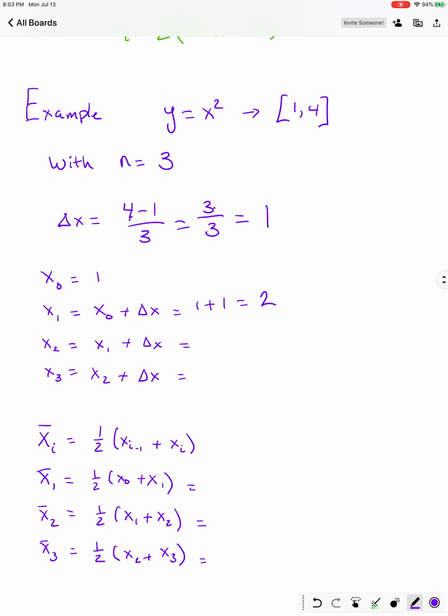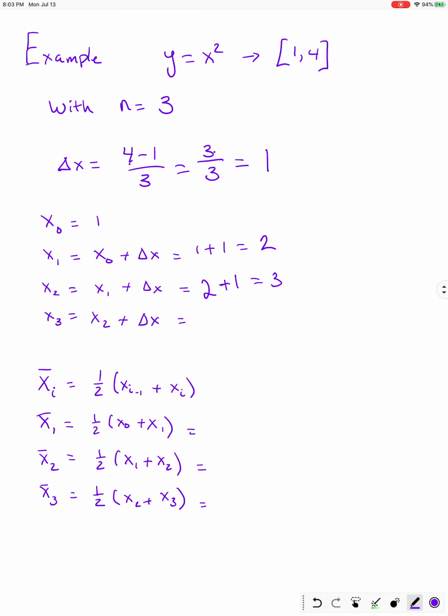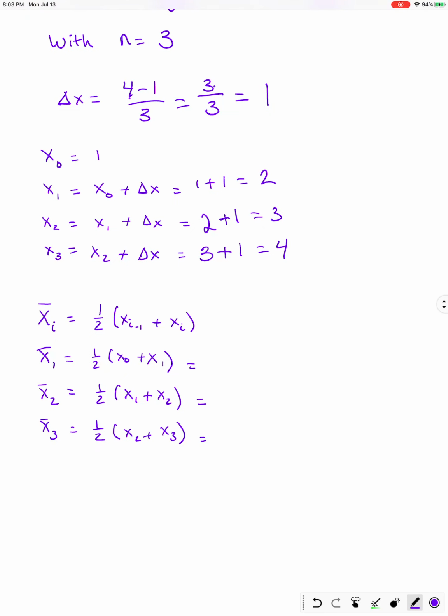Then x2, I'm going to start with x1 and then add how wide I want my base to be, for a total of 3. And so x2 is equal to 3. And then x3 is starting with x2, and then how wide do I want my base to be? I want it to be 1, so that's equal to 4. So my x naught is 1, my x1 is 2, my x2 is 3, and my x3 is 4.